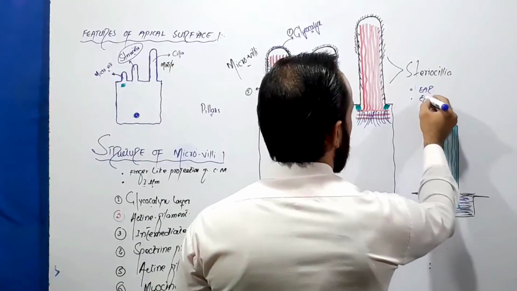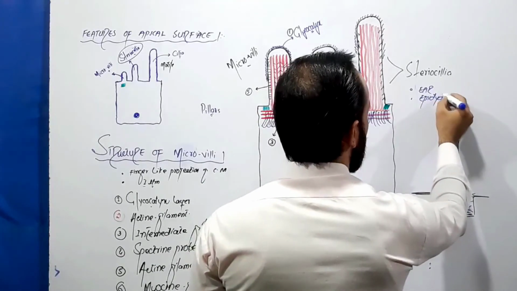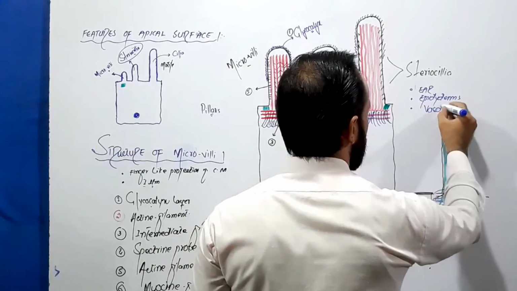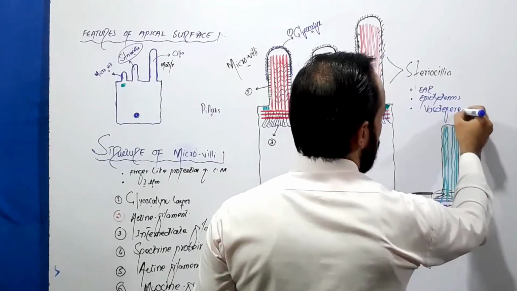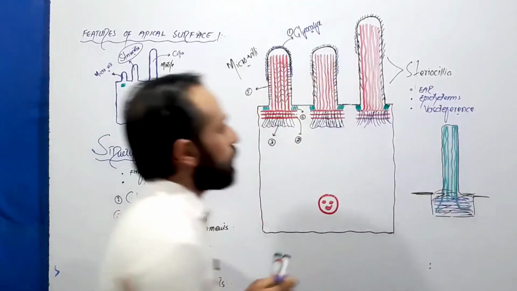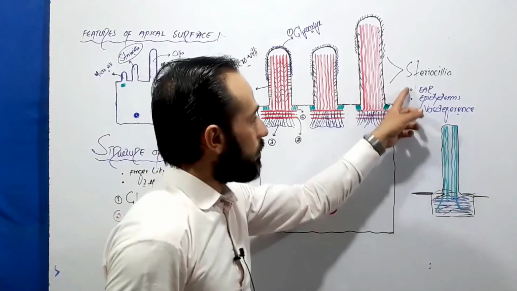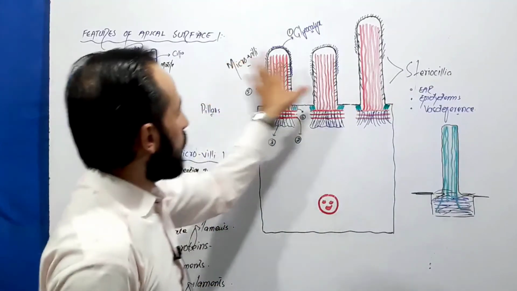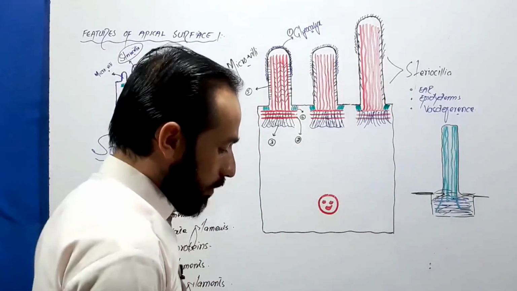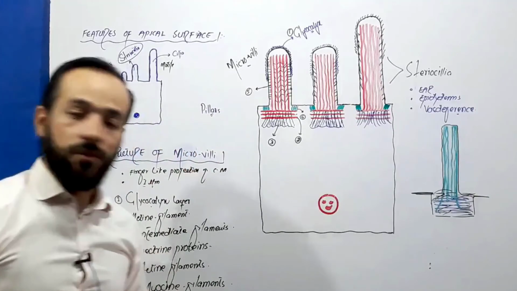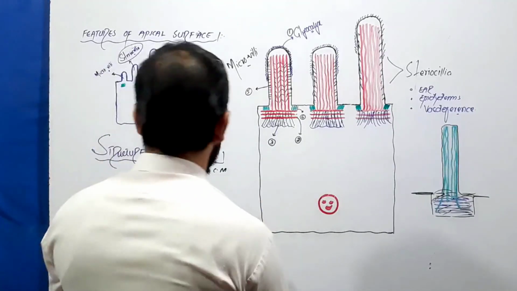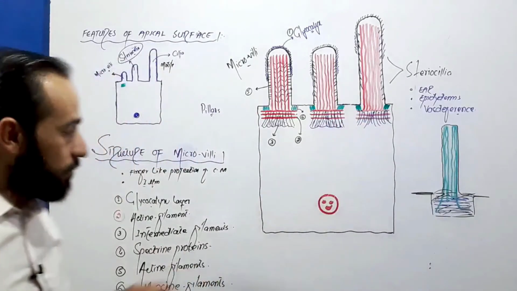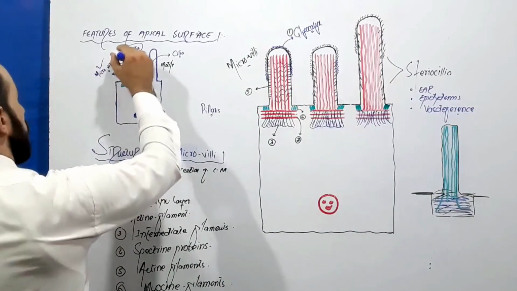They are found in the epididymis, right? And they are, friends, so stereocilia may be found in the ear, in the epididymis, and they are found in the vas deferens. And microvilli mostly are found in our small intestines, right? They are found in small intestines. This was about the structure of the microvilli and stereocilia. So we did discuss these two structures.